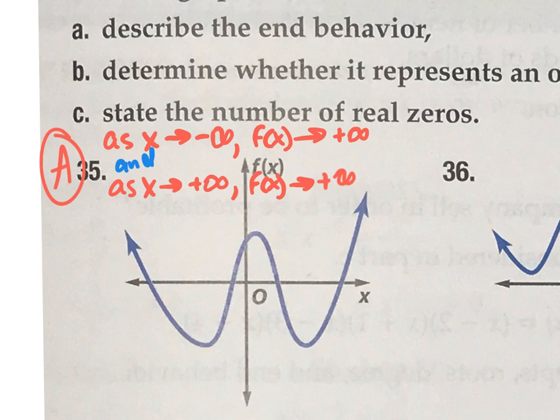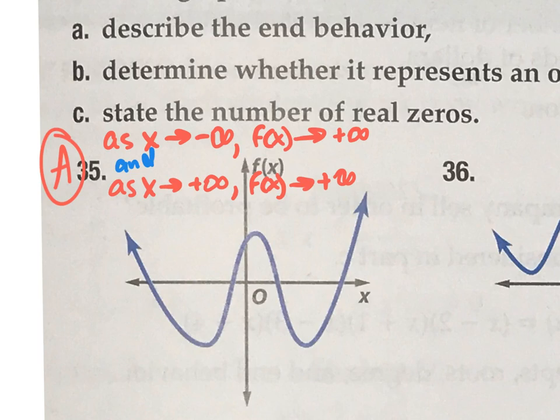Now, sometimes the books or the solutions on the worksheets, they give this backwards. They'll say, as f of x approaches positive infinity, x approaches negative infinity. You could write it any way you want, but I prefer writing the x's first. As x approaches negative infinity, what happens? Oh, it goes to positive infinity. As x approaches positive infinity, what happens to f of x? It approaches positive infinity as well. So let's use this note. Talk about x first and then f of x second.